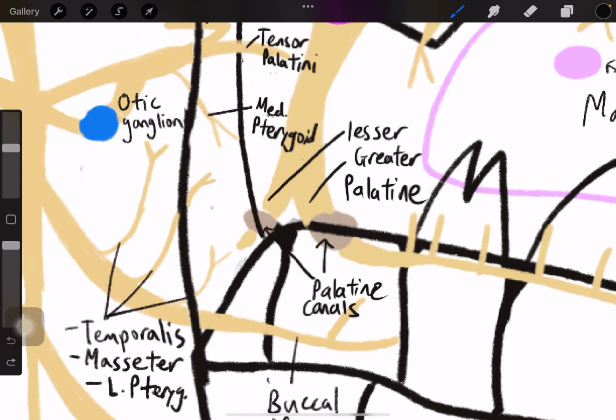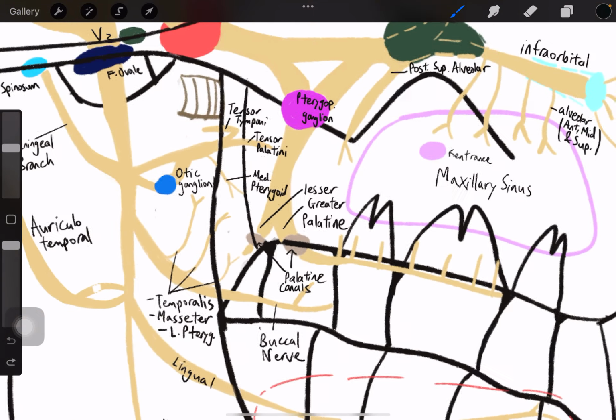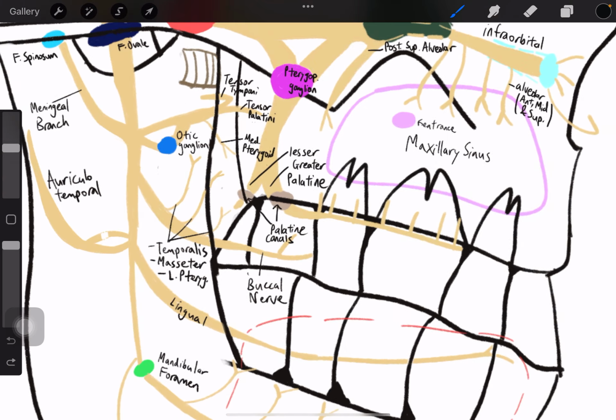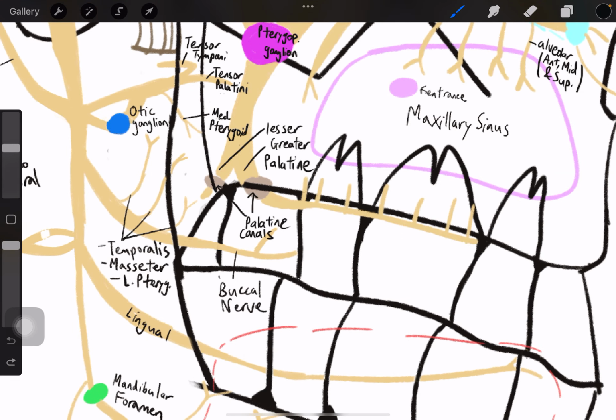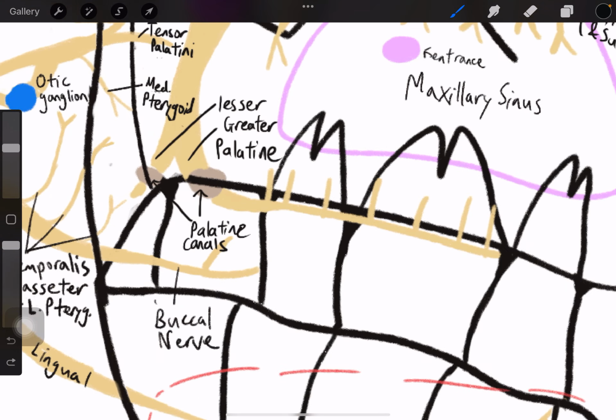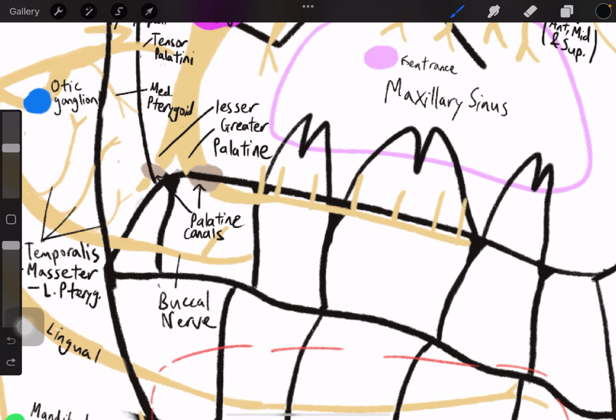I mean, you're not supposed to feel it, but theoretically it's there. Okay. So what do they do? Greater palatine will proceed below the palate. Also, they'll send branches up into the palate itself. It will also go into the maxillary sinus, so the base of it.